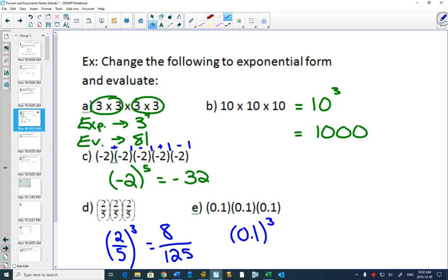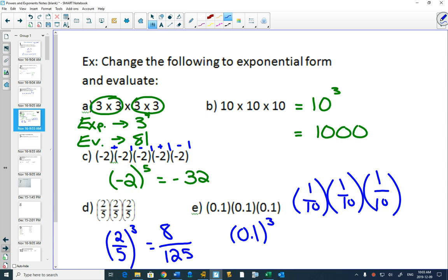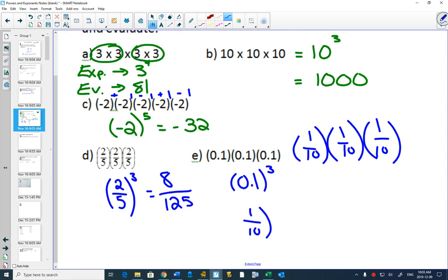Now, for evaluating this one, I actually find it's easier if you use fractions. Would you agree that 0.1, this 1 is in the tenths column, we could write this as 1/10 times 1/10 times 1/10. In other words, 0.1 cubed is the same thing as 1/10 cubed. And we already multiplied 10 times 10 times 10. 1 times 1 times 1 would be 1. 10 times 10 times 10 is 1,000. So with fractions, it's probably even easier to do this as mental math. 1/10 times 1/10 times 1/10 is easier. Now that we've got our fraction as our answer, I think 1/1,000 is easy to change back to a decimal.